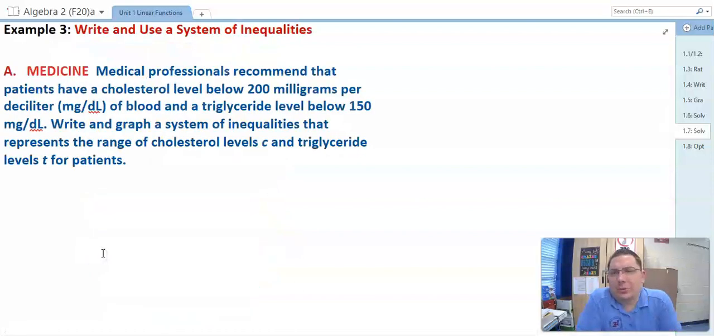So let's look at example 3 here. We're going to write and use a system of inequalities to graph this. Medical professionals recommend that patients have a cholesterol level below 200 milligrams per deciliter of blood and a triglyceride level below 150 milligrams per deciliter. Write and graph a system of inequalities that represents the range of cholesterol levels C and triglyceride levels T for a patient.